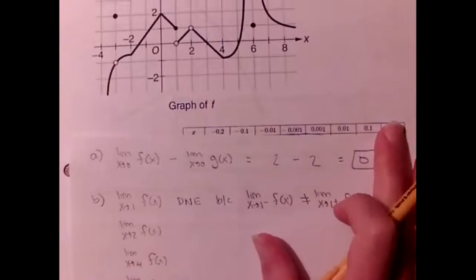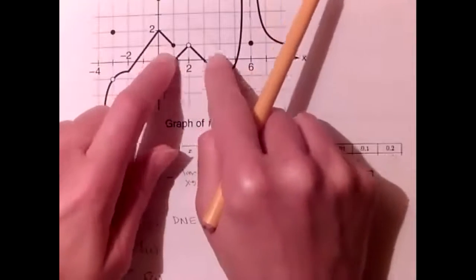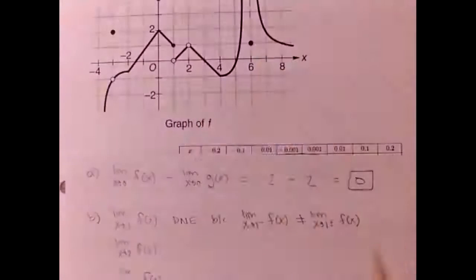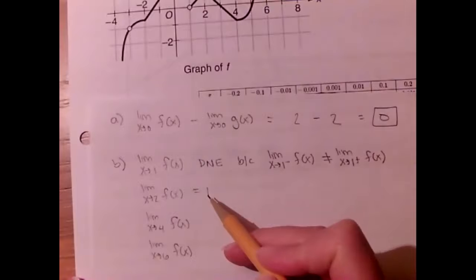All right, so then let's look at 2. Here's 2. I know there's a hole there, but it doesn't matter. Both sides are approaching 1. So we get an answer for that one, and that's cool because we don't have to explain anything. That's just our answer.